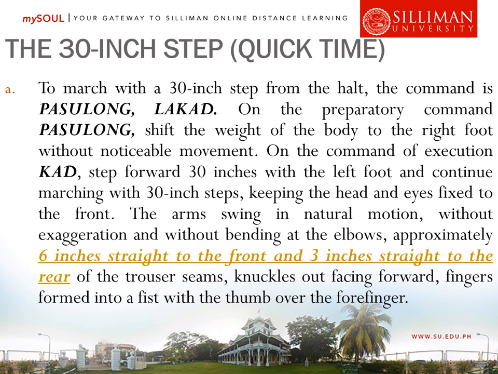The arms swing in natural motion without exaggeration and without bending at the elbows, approximately 6 inches straight to the front and 3 inches straight to the rear of the trouser seams. Knuckles out facing forward. Fingers formed into a fist with the thumb over the forefinger. Let us take a look at the video in order for you to be guided.